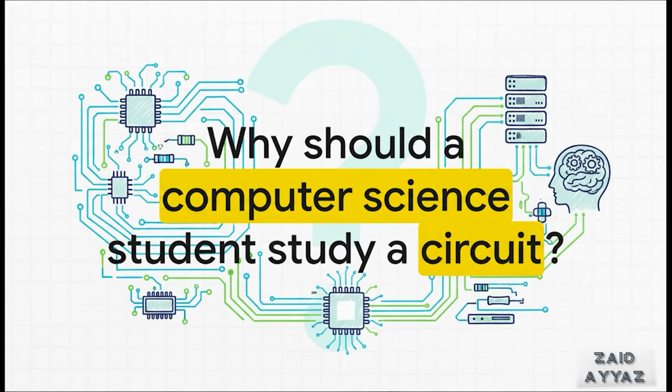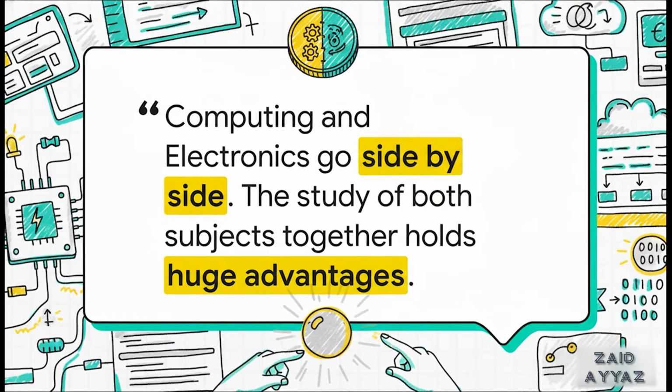And let's just get the big one out of the way first, because I know a lot of you are probably thinking this. If your entire world is code and software, why in the world should you care about the physical hardware? Isn't that for the electrical engineers? Well, here's the thing. They're really two sides of the exact same coin. When you understand the hardware, you can write way smarter, more efficient software. I mean, think about trying to optimize code for a tiny IoT device to make its battery last for months. Understanding the electronics isn't just a bonus, it's a superpower.